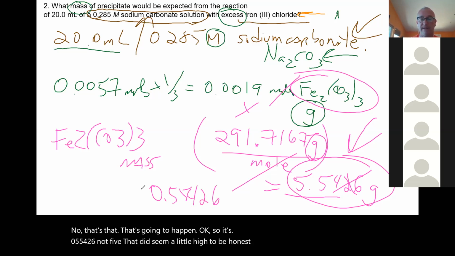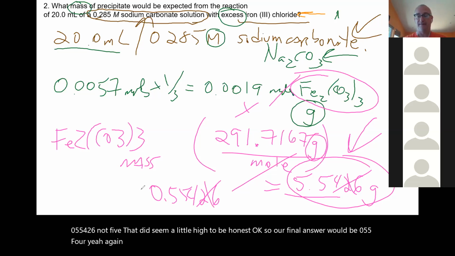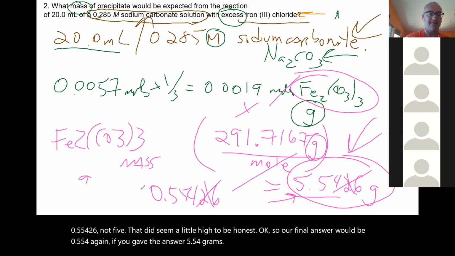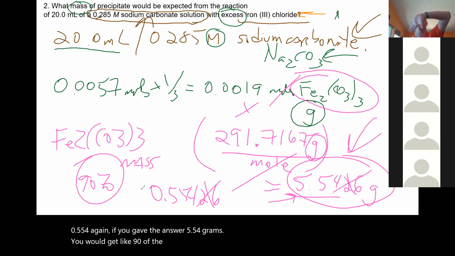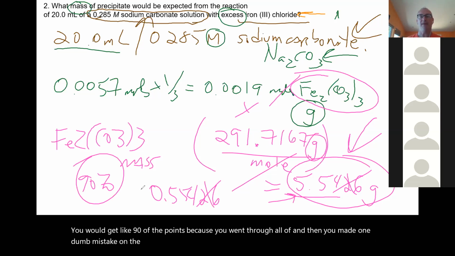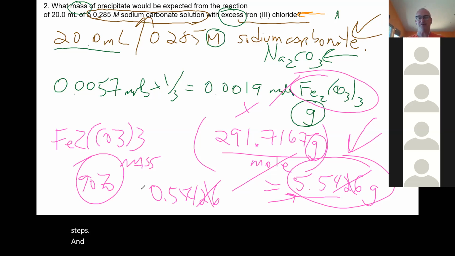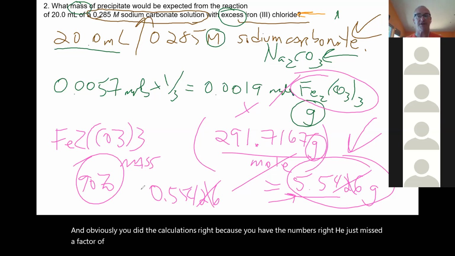Okay, so our final answer would be 0.554. Again, if you gave the answer 5.54 grams, you would get like 90% of the points, because you went through all of that and then made one dumb mistake on the calculator. And believe me, I do that all the time. If you showed all the steps, obviously you did the calculations right because you had the numbers right. You just missed a factor of 10. Believe me, biologists do that all the time. Chemists make fun of biologists all the time for doing that.